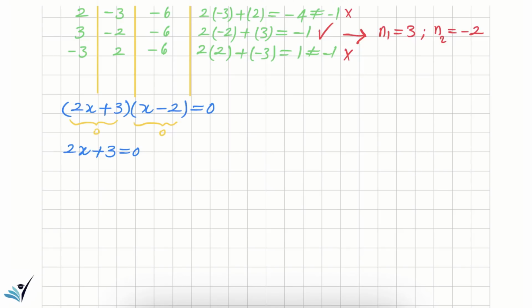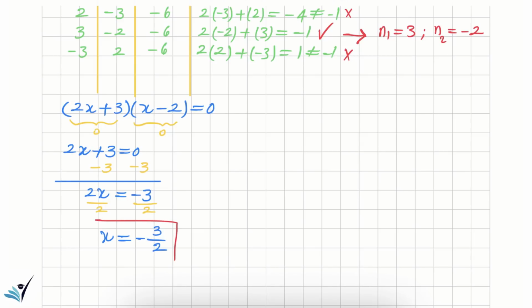This is a linear equation. It's easy to solve. We subtract 3 from both sides. So on the left hand side we have 2x. On the right hand side we have negative 3. Let's divide both sides by 2. We would have x equals negative 3 over 2.